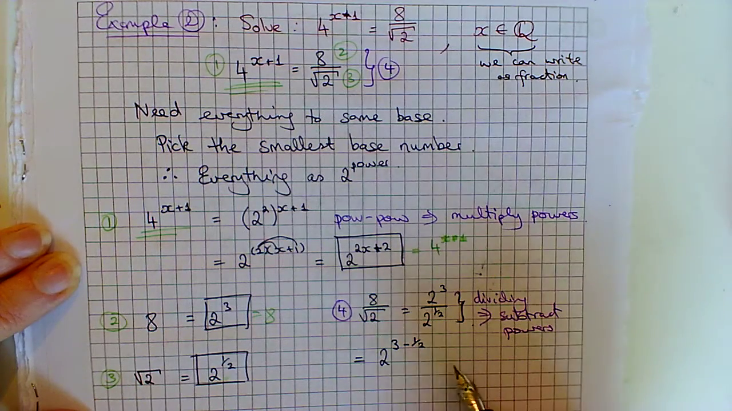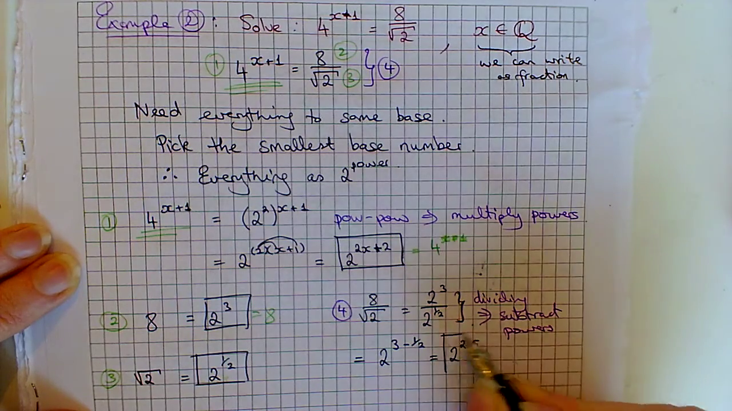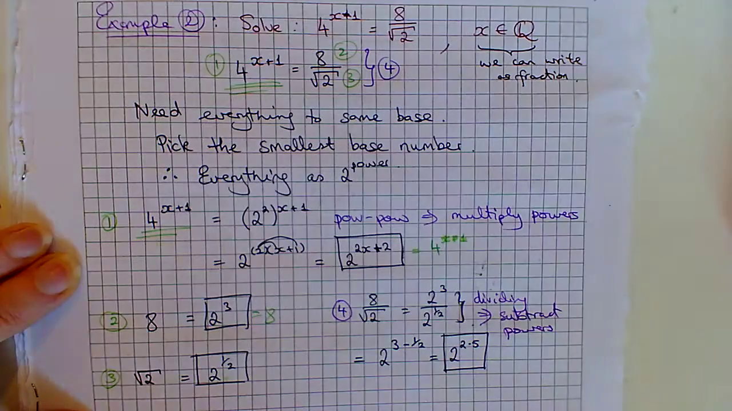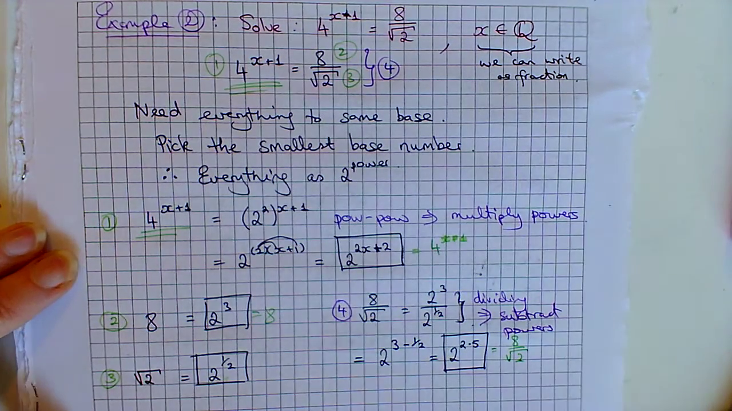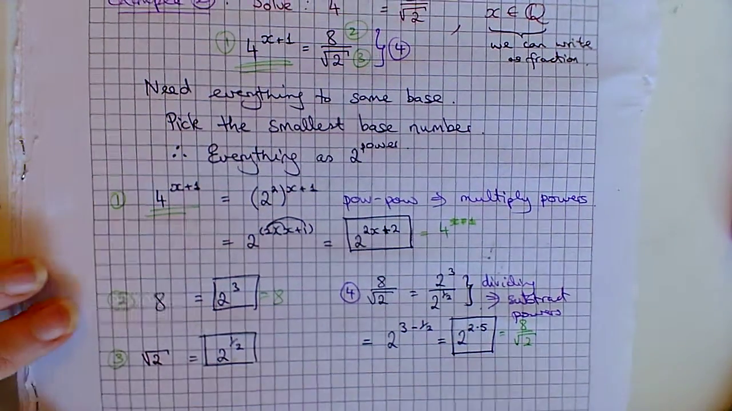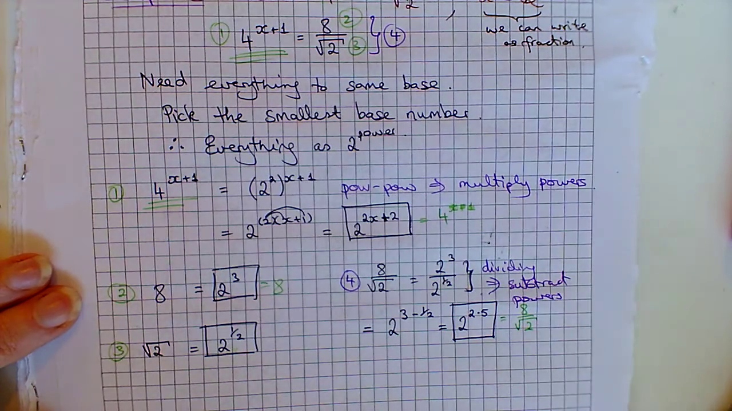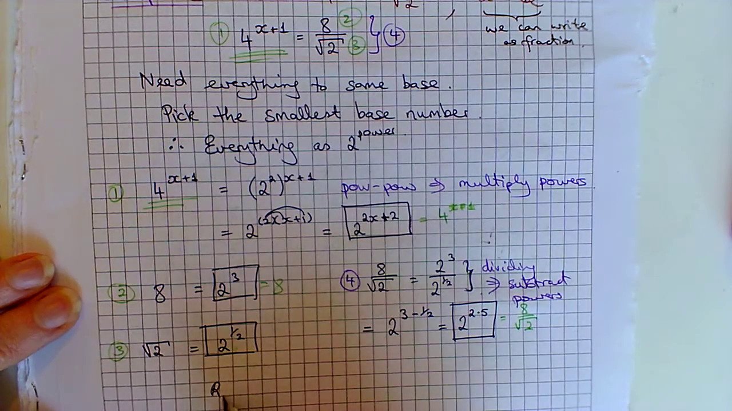I'm going to write this as a decimal. And we can have decimal powers as well as fraction powers. So that is 2 to the power of 2.5. And this is instead of 8 over the square root of 2. Okay, so take your time to understand those steps. People usually find them really confusing the first time. So now I can rewrite my equation.